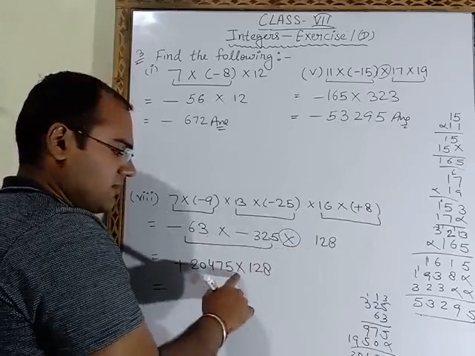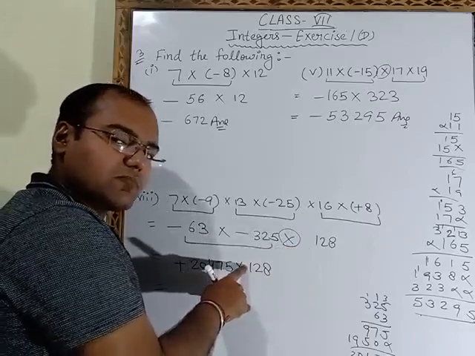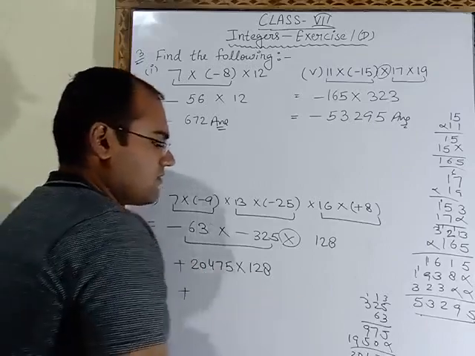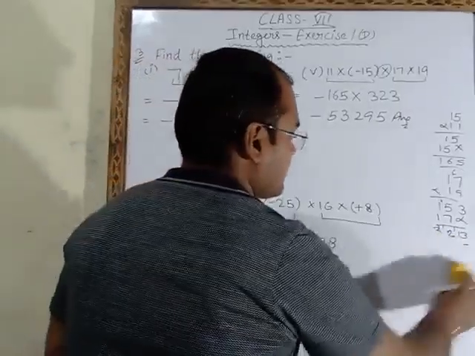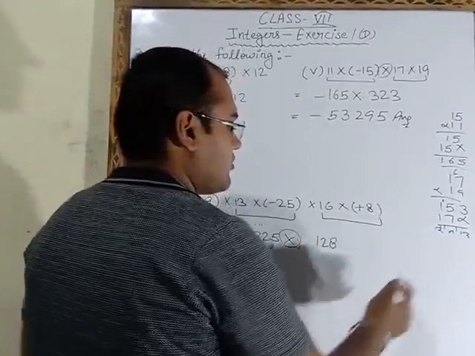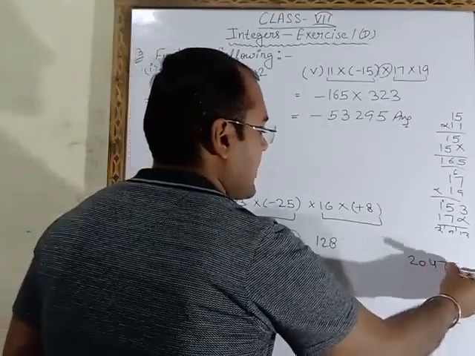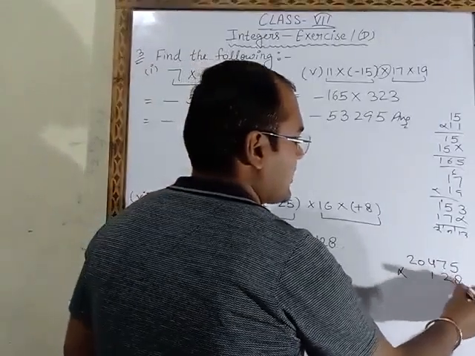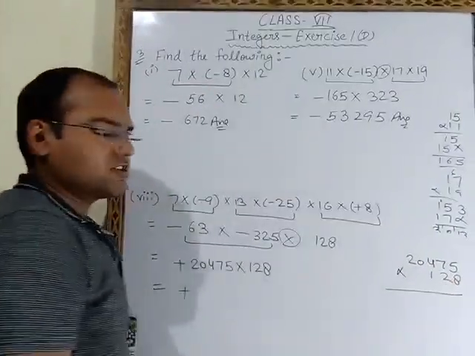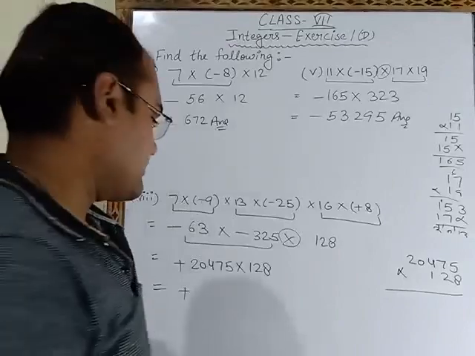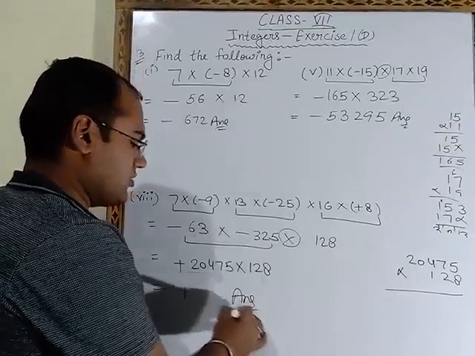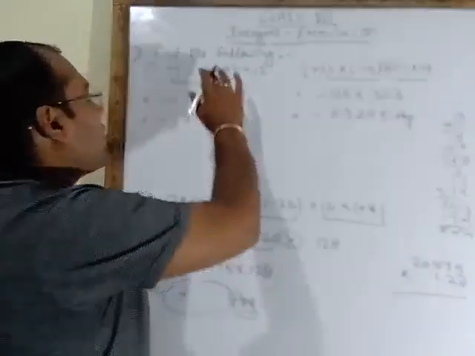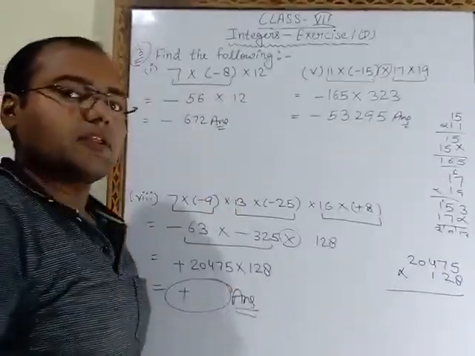Now plus multiply, no sign is coming, so here also plus is there. Plus multiply plus will be plus. Now 20475 we have to multiply with 128. When we multiply these two numbers, we will get the answer. So you have to multiply these two numbers and write the answer here. So like this you have to do all the remaining parts of question number 3.